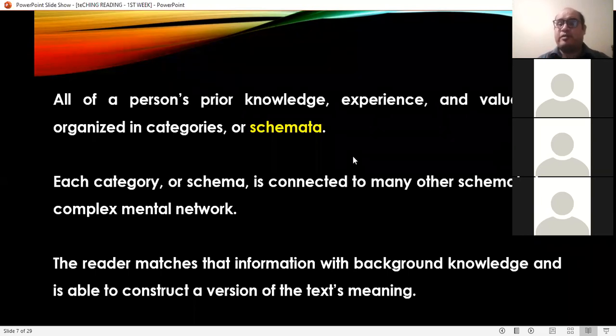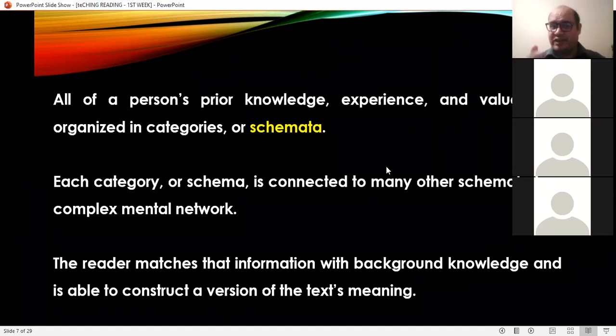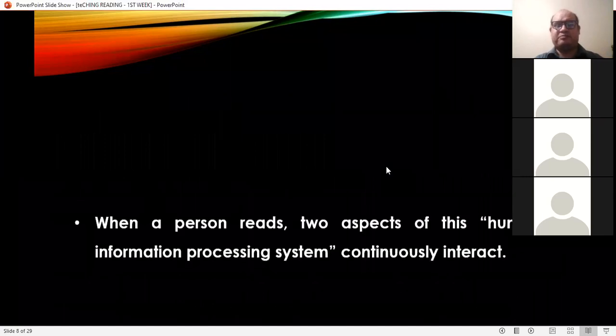So don't forget about the term that we are going to use, schemata. Remember, schemata or schemas are the prior knowledge, experiences, values that the reader has before reading, no? And the reader uses this information, this schemata, with the new information that is presented in the written test, okay? So notice what is involved in the process of reading.